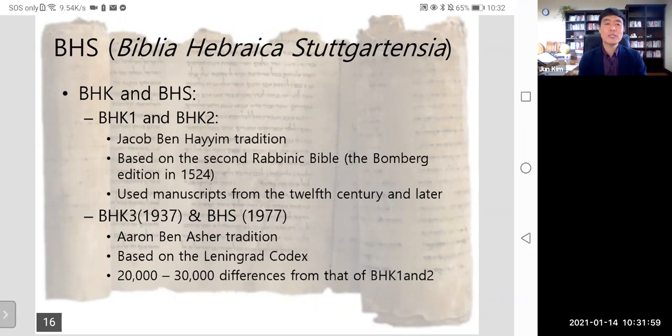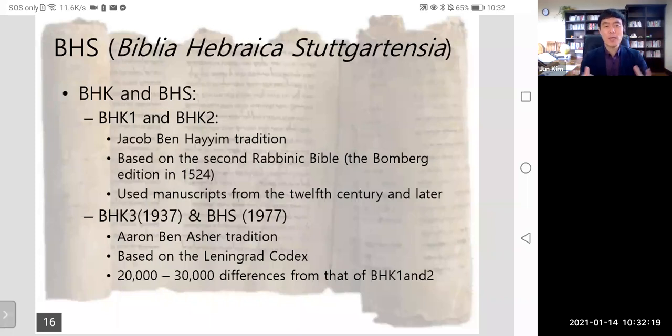So now, as you can see, BHS and BHK third edition are based on Leningrad Codex, but BHK 1 and 2 are based on the second rabbinic Bible, which is called the Bomberg edition of 1524. Then let's talk about it.